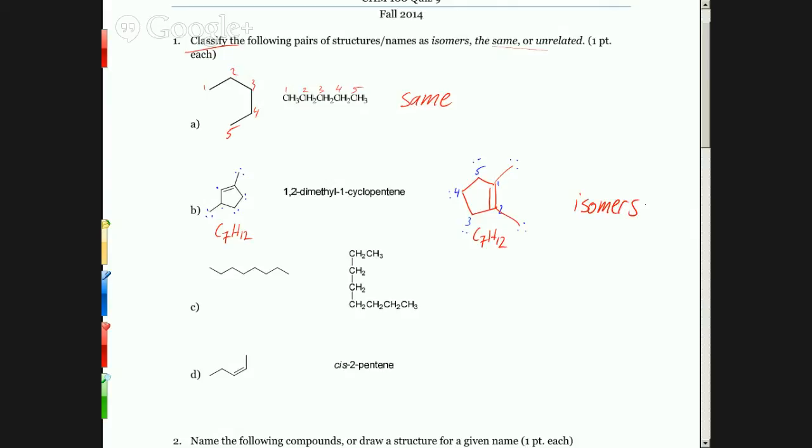Same formula. The other way you can identify these as isomers is you can think about how to make one into the other. If you take off this CH3 and move it over to here, you have the same thing. So if you can build the other one with the same parts, that's another way of saying that they're isomers without losing any parts.